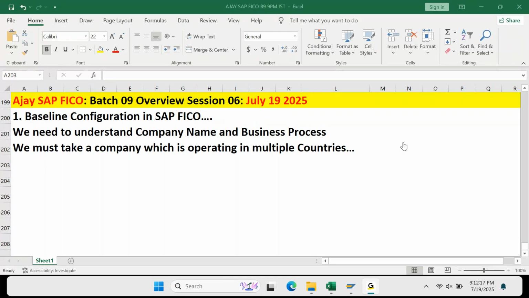Who knows, tomorrow you may be working in the Colgate company as a project SAP FICO consultant. Possible or not? It's possible. Right? And you need to look at it. Don't break your head to get the example. Look at your surroundings. In your surroundings, you will find so many companies by way of a product.